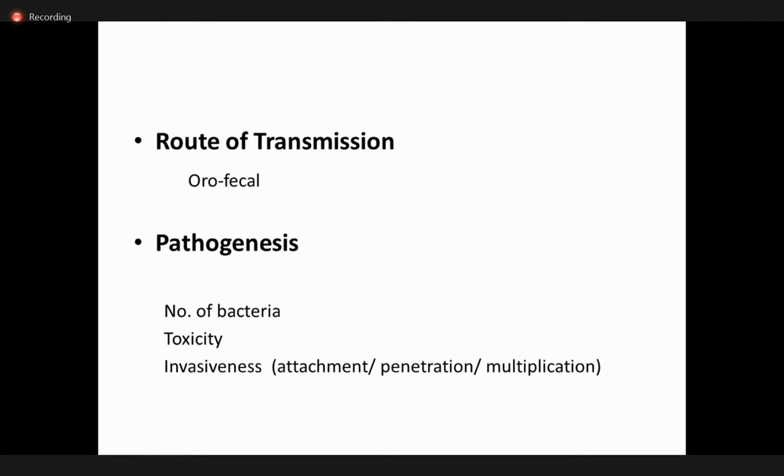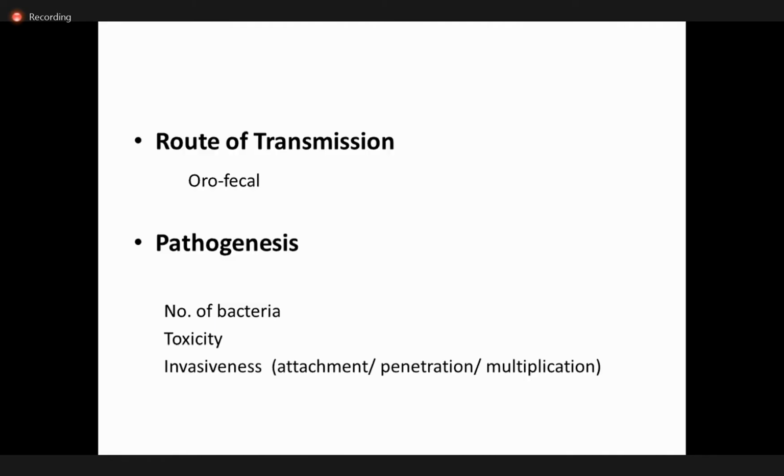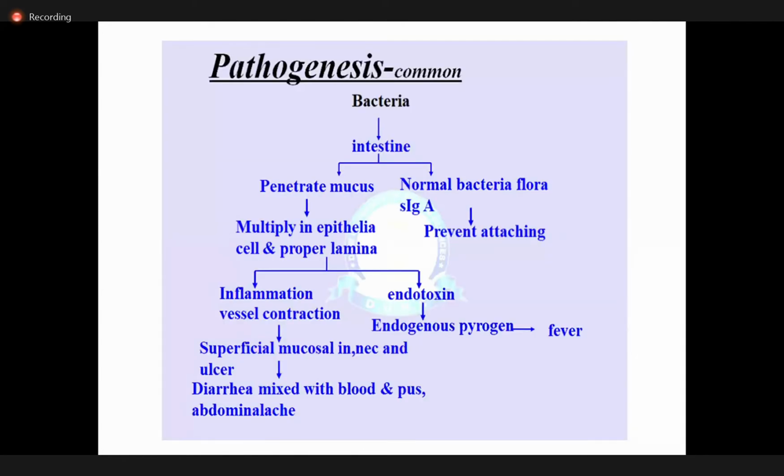Invasiveness means how the bacteria start to produce toxins and harm the intestinal tract of the human body. It consists of attachment. First, it attaches to the epithelial cells of the intestine. Then it will penetrate, getting inside the epithelial cells, and after that, it will start dividing. That's called multiplication.